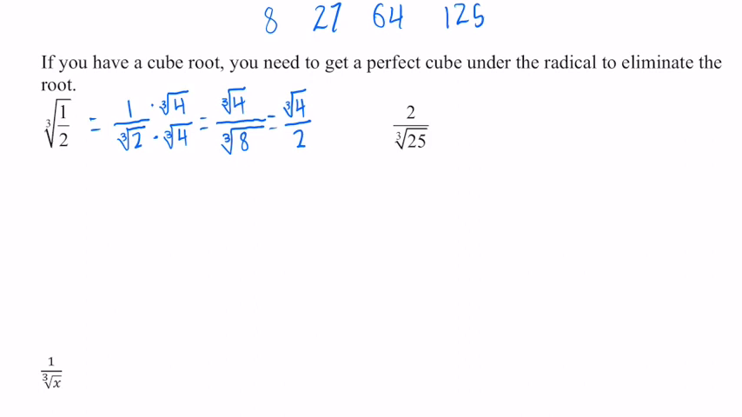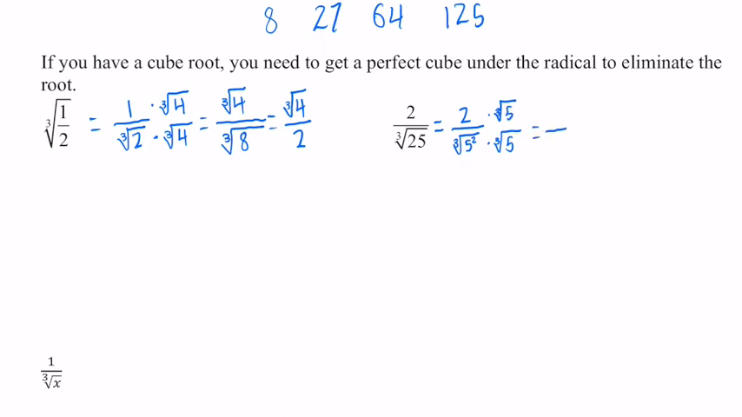Let's look at 2 over the cube root of 25. It helps to remember that 25 is the same thing as 5 squared. So we could think of this as 2 over the cube root of 5 squared. Now, if we had 5 to the third, the cube root of 5 to the third would just be 5. So here, to get it to be a cube root that we can simplify, we need to multiply it by one more 5 there on the bottom part.